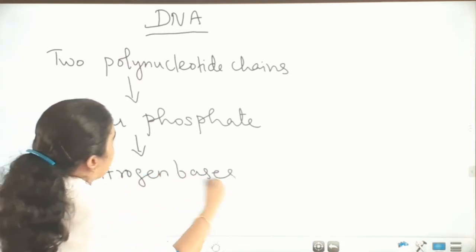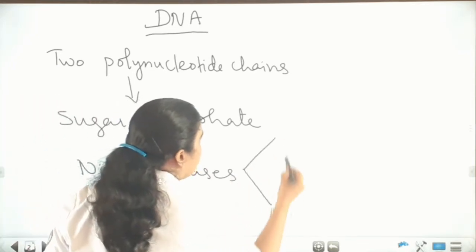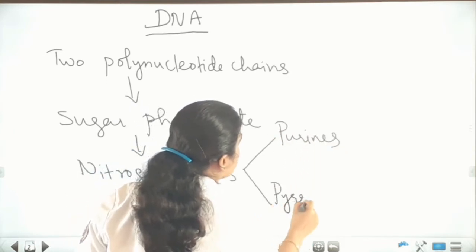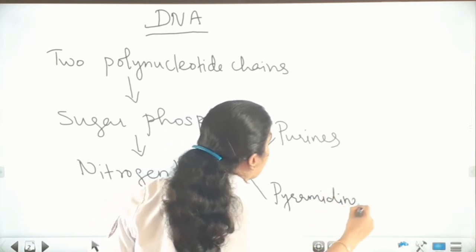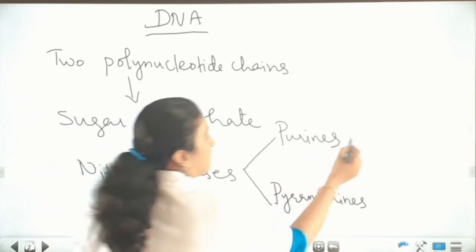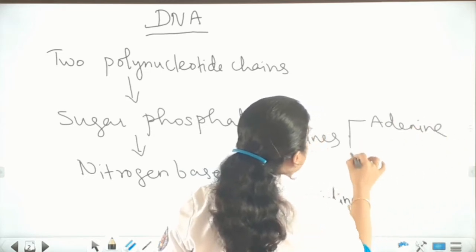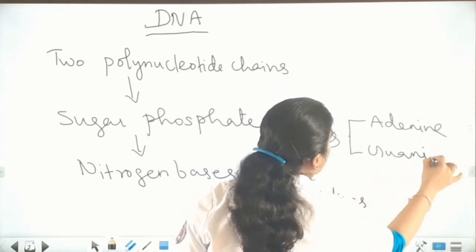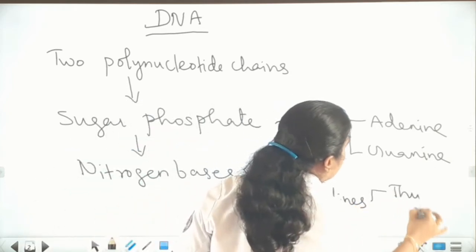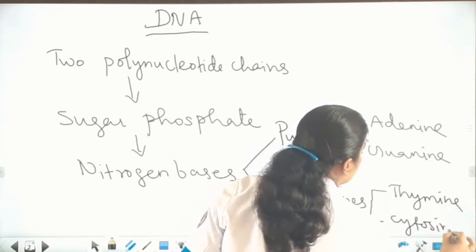Nitrogen bases project inside. And which are the nitrogen bases? Two types of nitrogen bases, purines and pyrimidines. The purines, which are the purines? Adenine and guanine. Adenine and guanine are the purines. And which are the pyrimidines? Thymine and cytosine. These are the nitrogen bases.